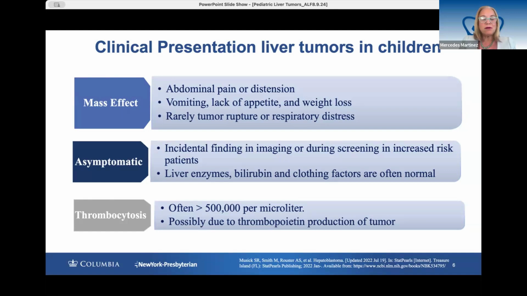Very important to recognize that liver enzymes, bilirubin, and clotting factors are often normal, even when the liver is full of tumors. One subtle laboratory value that might be important to remember is the elevation of the platelets, called thrombocytosis. If the platelets are more than 500,000, that might be a hint, but that can happen for many other reasons, and doctors usually don't associate that with liver tumors.